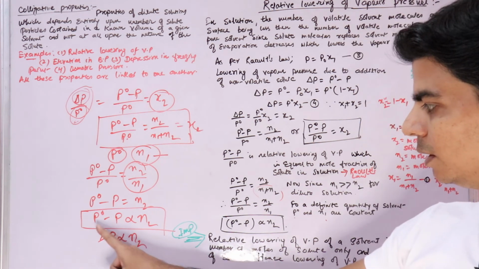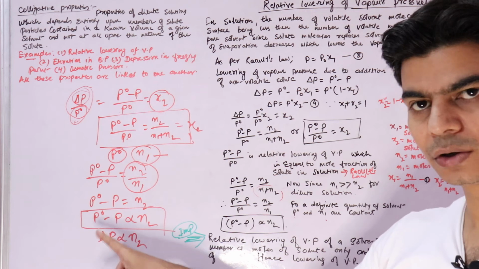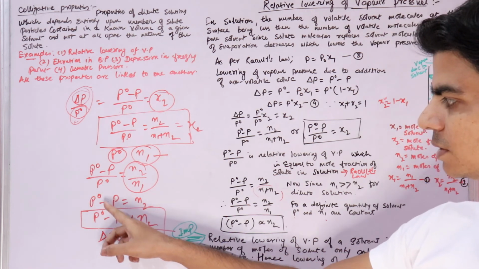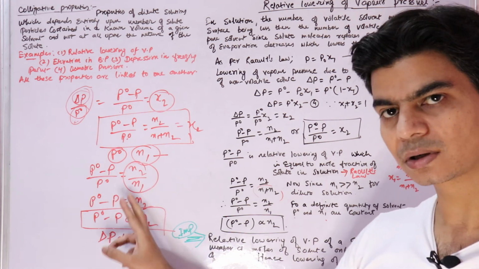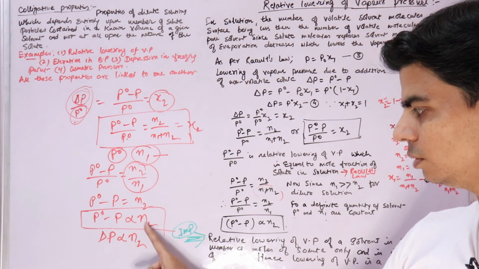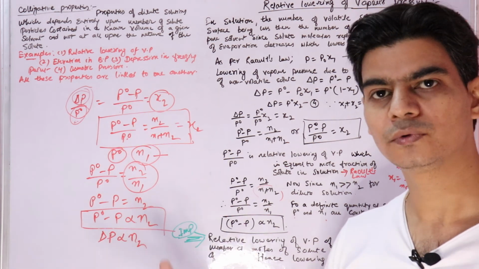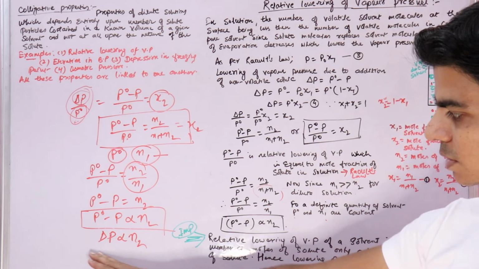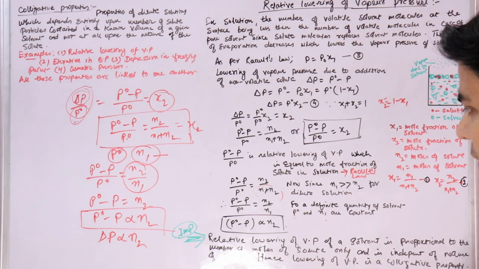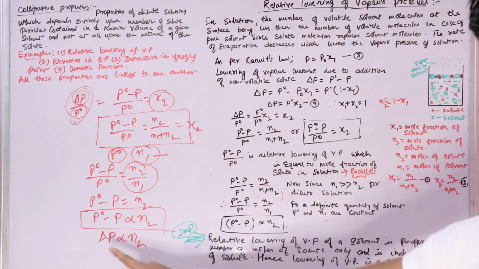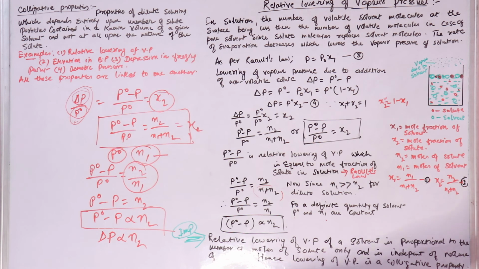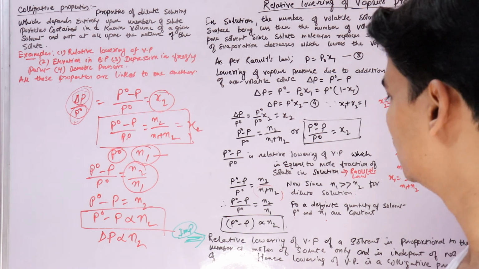So this proves that this delta P, which is lowering of vapor pressure, or really relative lowering of vapor pressure, since P0 was constant so we removed it, directly depends on N2, the number of moles of solute particles, right? So this is a colligative property. We have proved it, right? So relative lowering of vapor pressure of a solvent is proportional to the number of moles of solute only, and is independent of the nature of solute. Hence lowering of vapor pressure is a colligative property. This we have proved. So this is very important.